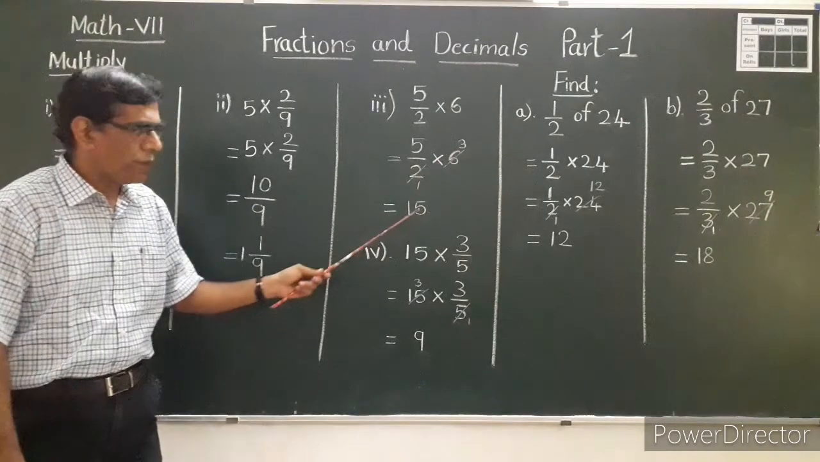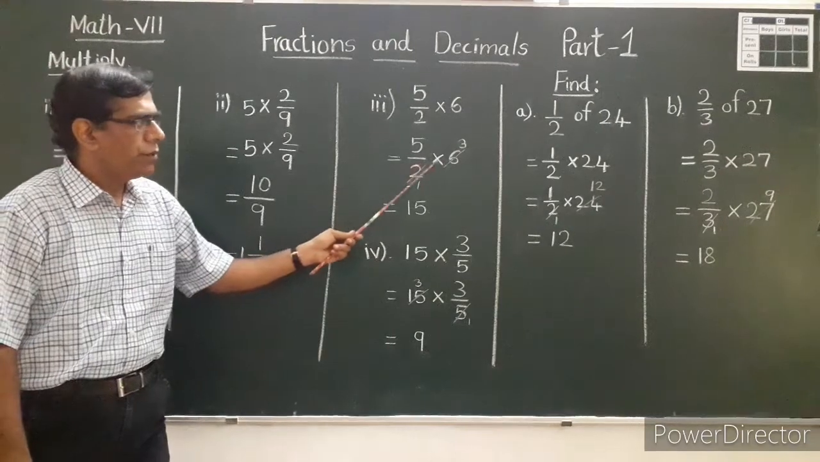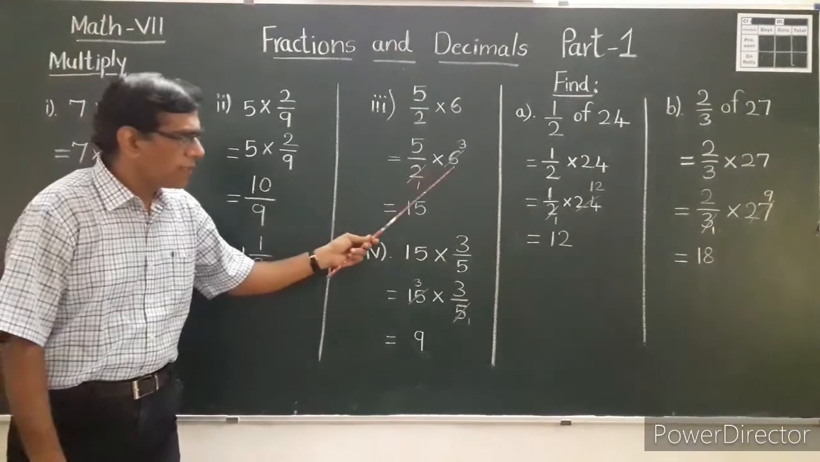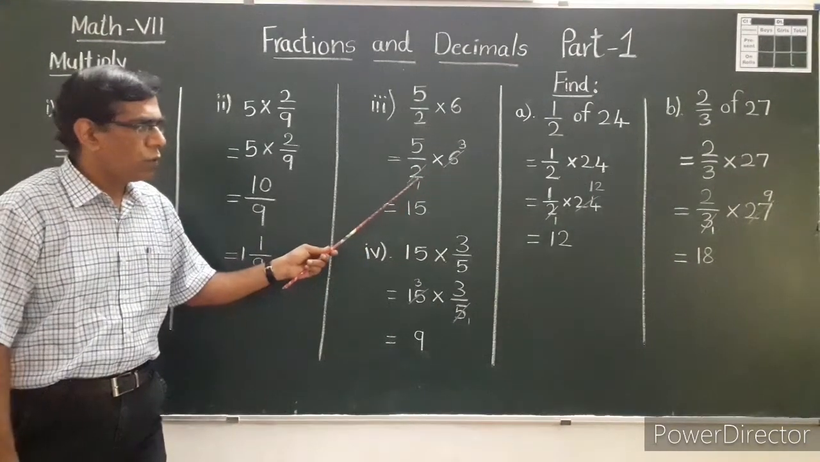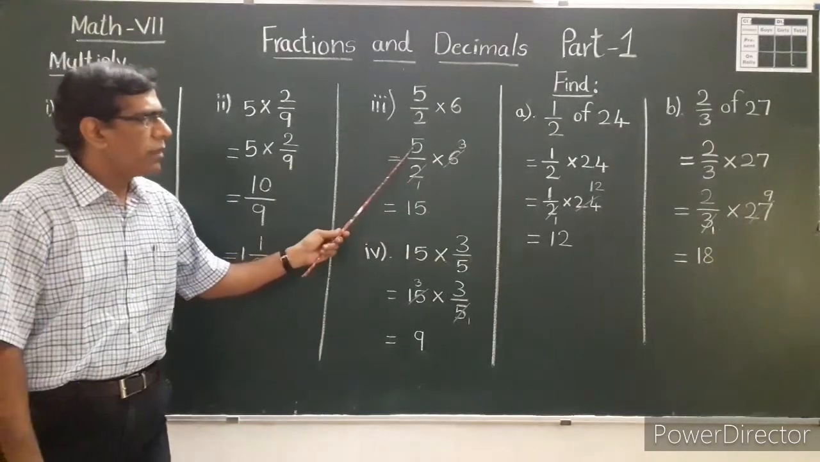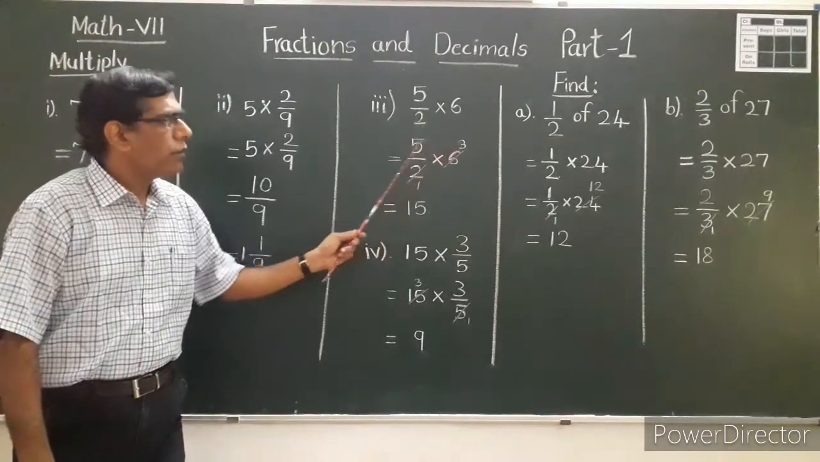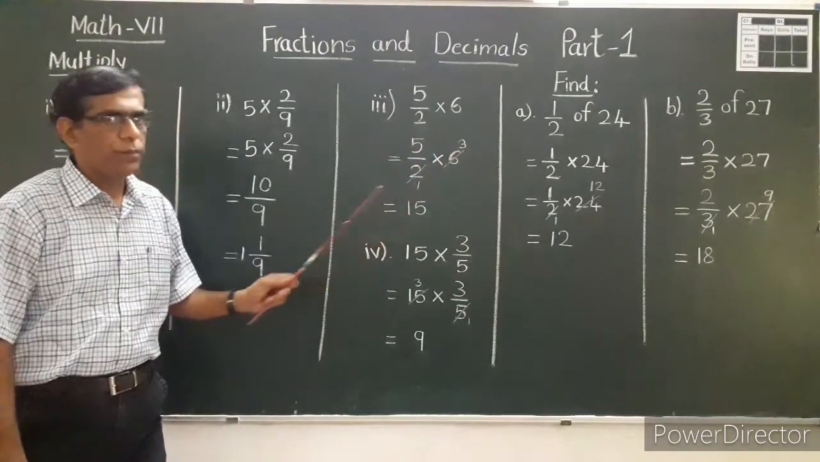See once again, 5 by 2 into 6. I will cancel 6 from 2. So 2 ones are 2, 2 threes are 6. Now I will multiply these two numbers, 5 and 3. 5 threes are 15.